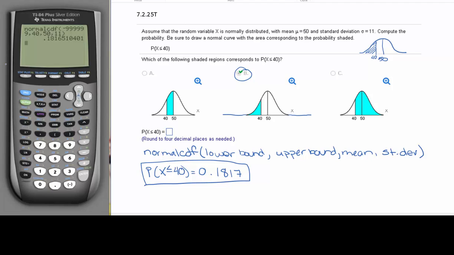For some of you, you may have a different view whenever you go to normal CDF, where it actually asks for lower bound, upper bound, mean, and standard deviation. You would still just enter in the information the same way.